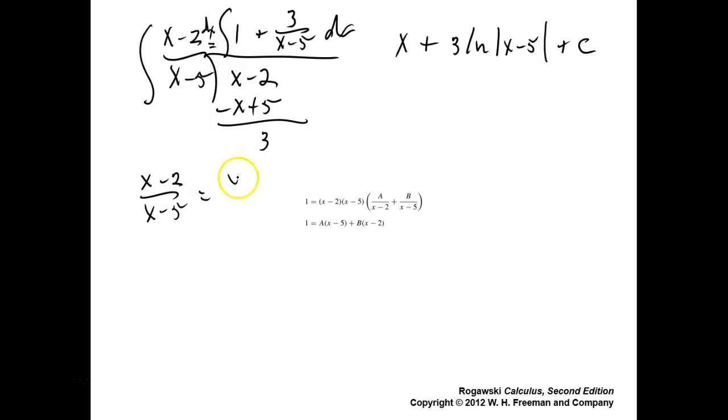You could write that as x over x minus 5 minus 2 over x minus 5. Okay? Now, this is no easier, but all right, good deal.